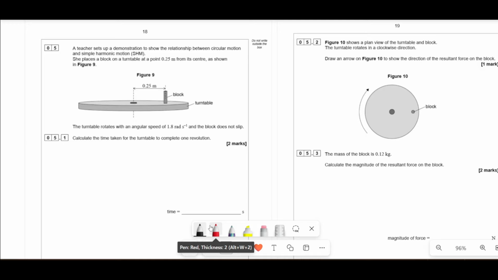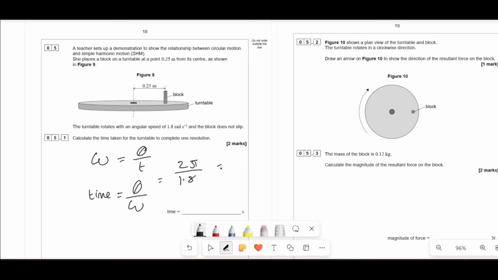So the angular speed is just the angle that an object rotates through in a second. And they've told you it's radians per second. So that kind of gives it away. The angular speed, omega, is the angle that it turns through in radians over the time. Now, in this case, they want time. So time is going to equal the angle over the angular speed. So it's asking you to do one revolution, which means that they've done a full rotation. If it's a full rotation in radians, that means that you've done two pi. 360 degrees is 2 pi. So in that case, it's going to be 2 pi divided by 1.8. If we do that, we get 2 pi divided by 1.8, which is 3.49 seconds, roughly 3.5 seconds.